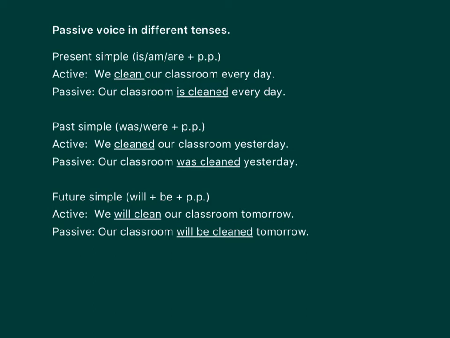In the future simple tense, the passive voice is formed by the word will plus the verb be plus the past participle of the verb. For example, in active voice, we have we will clean our classroom tomorrow. For passive voice, we say our classroom will be cleaned tomorrow.